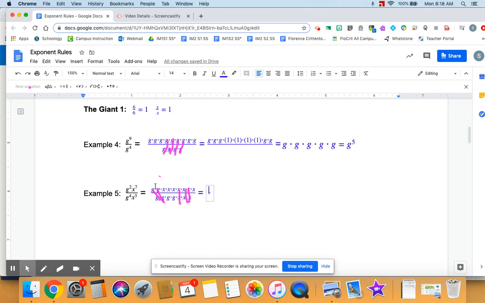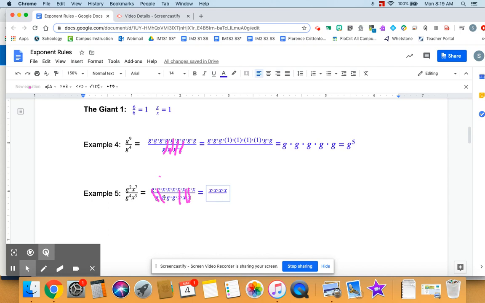So on top, there's no more g's, they canceled away. I still have x times x, 3, there's another one. But then the next 3 x's canceled, but then there's still the one after that. Look, another line went away. Why? Okay.